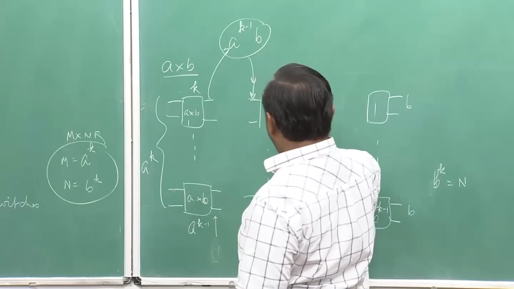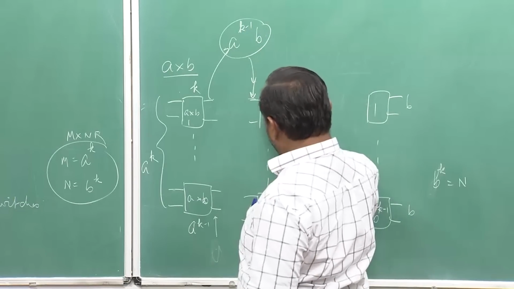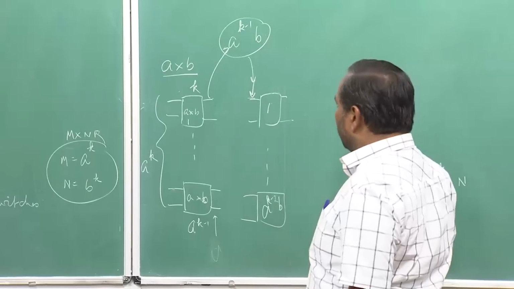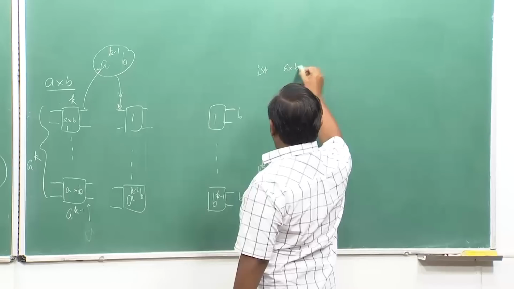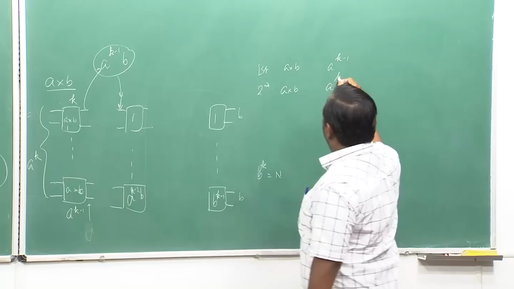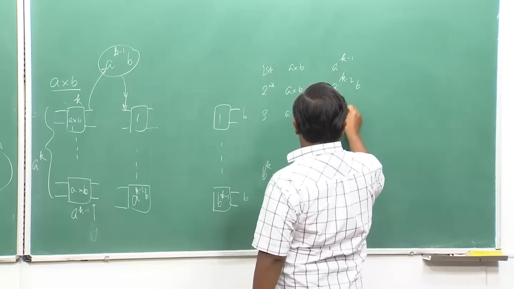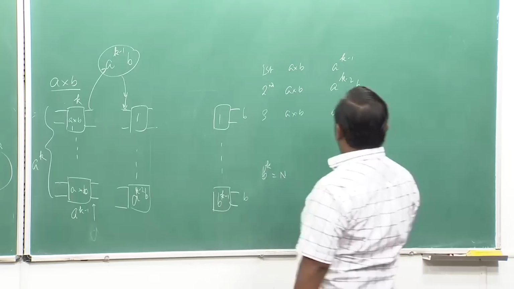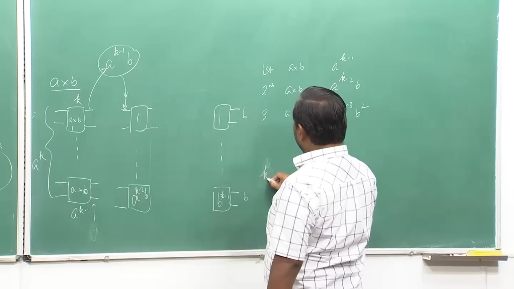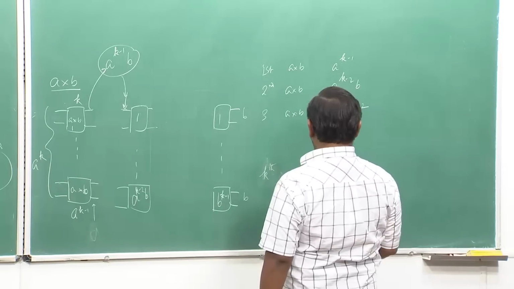Okay. And then on this side, number of switches now will be a raised power k minus 1 by b divided by, so this 1, this will be a raised power k minus 2 b. So those many switches will be there. So first stage a by b switches, number of them will be a raised power k minus 1. Second stage a by b switches will be a raised power k minus 2 into b. Third stage a by b and so on. So by the time we reach the last stage, which is the kth one, here you will be having b raised power k minus 1 switches.